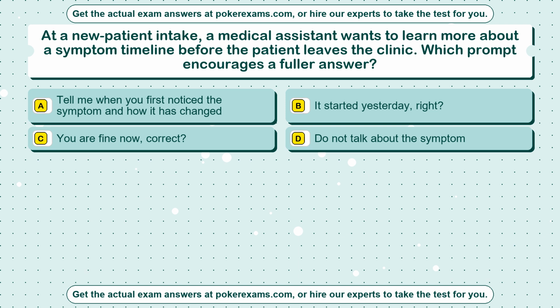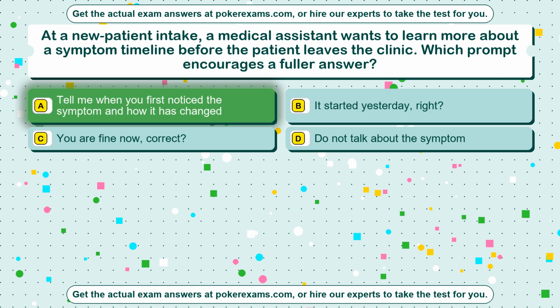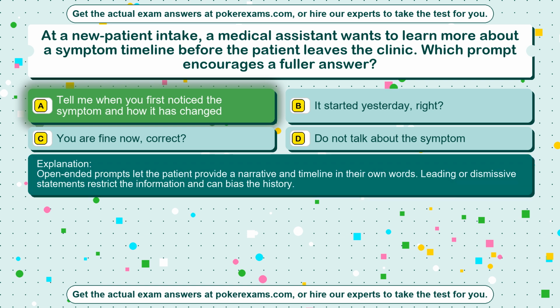Option A, tell me when you first noticed the symptom and how it has changed. Option B, it started yesterday, right? Option C, you are fine now, correct? Option D, do not talk about the symptom. The correct answer is option A, tell me when you first noticed the symptom and how it has changed. Open-ended prompts let the patient provide a narrative and timeline in their own words. Leading or dismissive statements restrict the information and can bias the history.